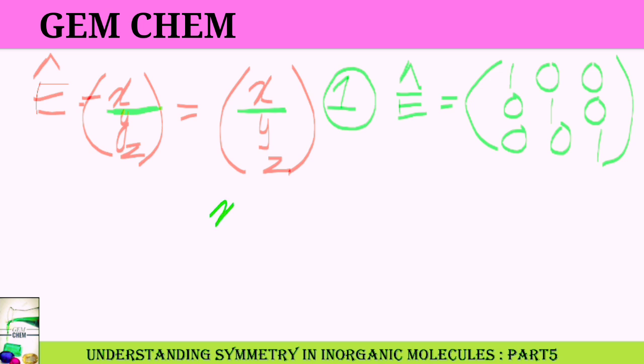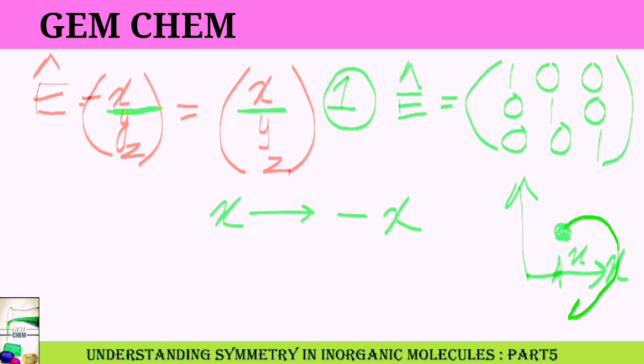But if you see that x is becoming minus x, that is an element which is present here. Suppose its coordinate is x. Now after the symmetry operation it comes here. Its coordinate will remain as x, but when it comes to this side, then its coordinate becomes minus x. So this is how we are going to see the transformations of different symmetry elements, then convert them to the matrix form.